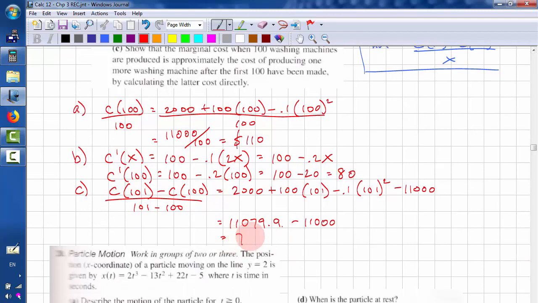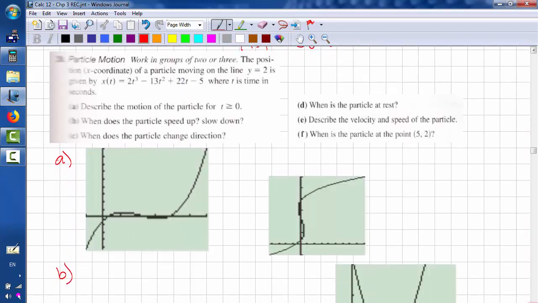So that's 79.9. That is roughly 80. So yes, they are approximately the same. Let's look at the next problem. We have to be careful here.